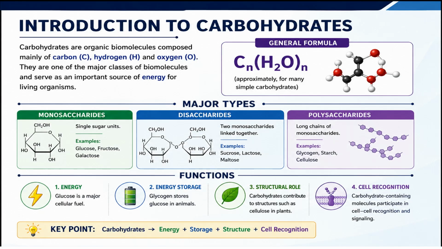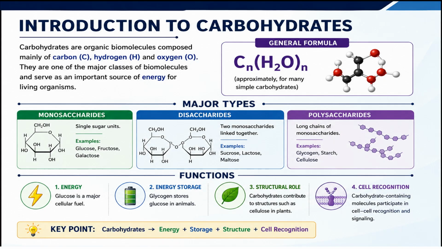Introduction to carbohydrates. Carbohydrates are one of the major classes of biological molecules and are essential for the normal functioning of living organisms. They are organic compounds composed mainly of carbon, hydrogen, and oxygen. In many simple carbohydrates, hydrogen and oxygen occur approximately in a 2-to-1 ratio, giving the general formula CnH2nOn. Carbohydrates are broadly classified into 3 major groups: monosaccharides, disaccharides, and polysaccharides.